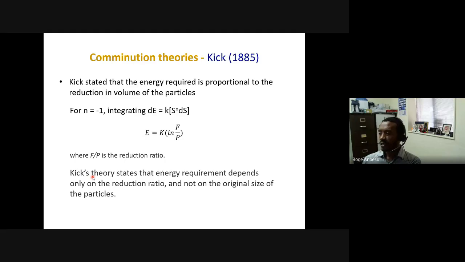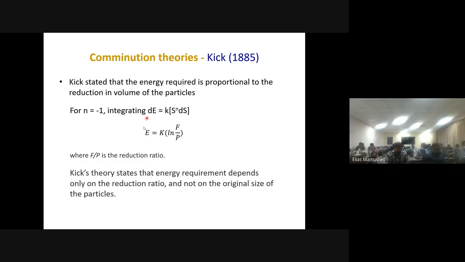Okay, Kick's equation is mainly relating to the fact that energy required is proportional to the volume of particles, or reduction in volume of particles. So again, as I make particles smaller and smaller, as I said earlier, I produce more surface area, but the volume of the particle generally decreases. And therefore, in this case, n was taken as -1, and that expression there was found.